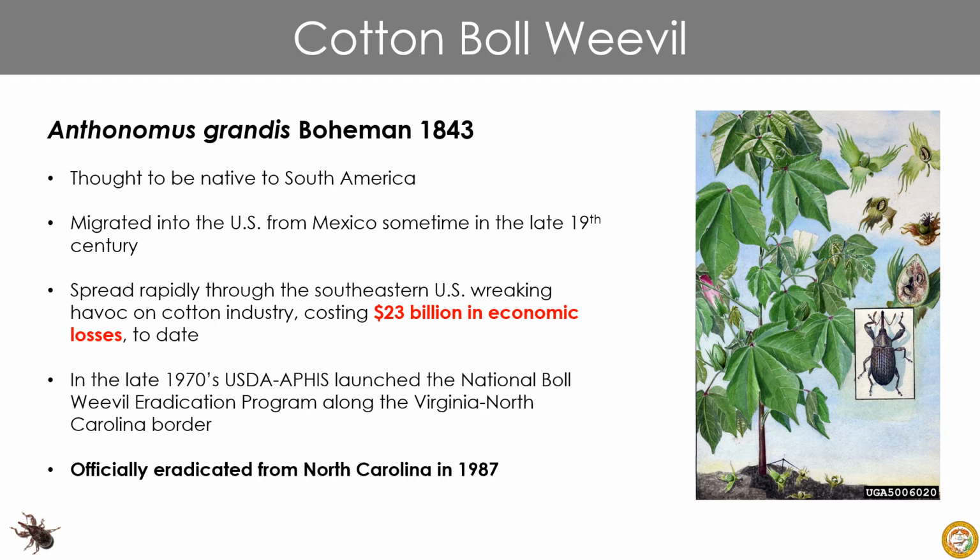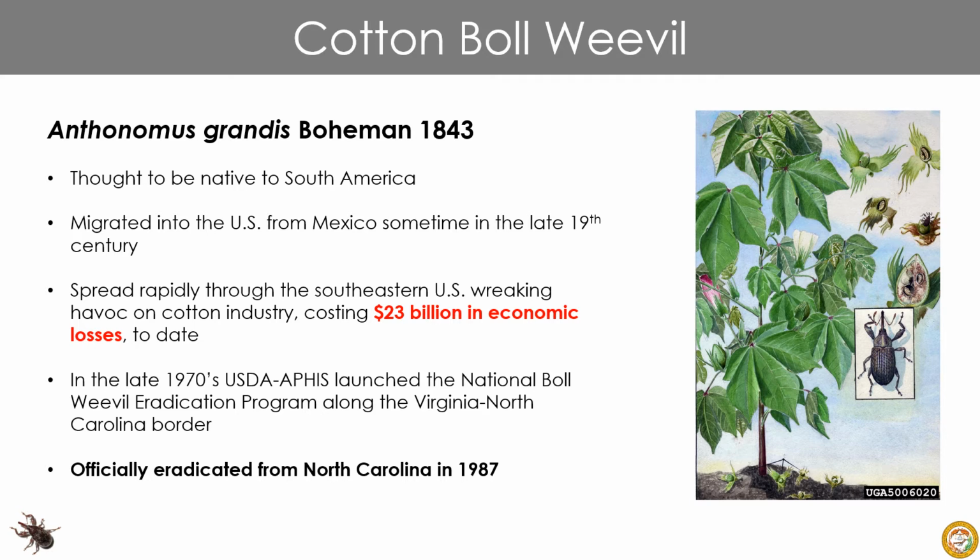In the late 1970s, the USDA Animal and Plant Health Inspection Service, APHIS, launched the National Boll Weevil Eradication Program along the Virginia-North Carolina border with the goal of eradicating the boll weevil in incremental stages in the United States. Eradication of the boll weevil has traditionally consisted of a combination of chemical and cultural control methods, including the use of pheromone traps, insecticides, and post-harvest stalk destruction. In 1987, the cotton boll weevil was officially eradicated from North Carolina.